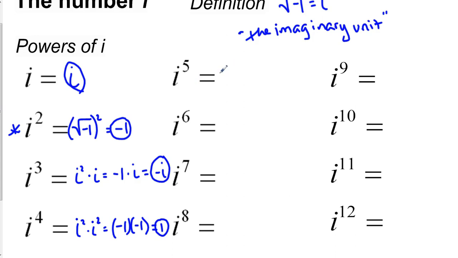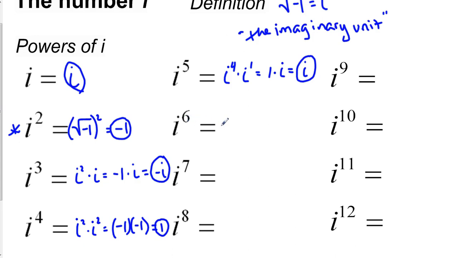Let's jump to i to the 5th. Well, i to the 5th, I'm going to express as i to the 4th, because out of all those 4 numbers, I like 1 the best. That's the easiest number for me to work with. I could split i to the 5th any way I like, but I'm always going to use a power of 4, because 1 is an easy number to multiply by. So it's i to the 4th times the remaining i factor. Okay? So that's just 1 times i, which gives me i. Now, if this is a little confusing for you, I'm expecting that, right? It's difficult at first, but you're going to get it.